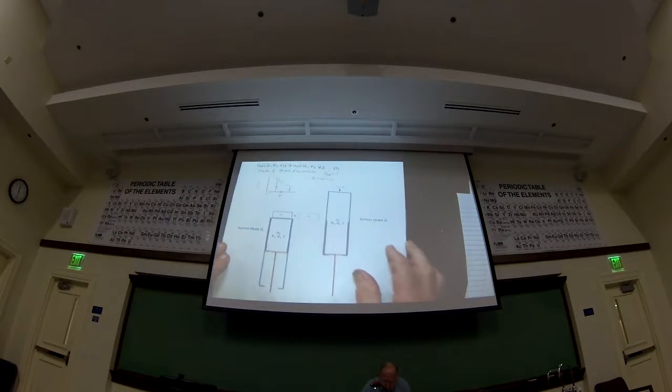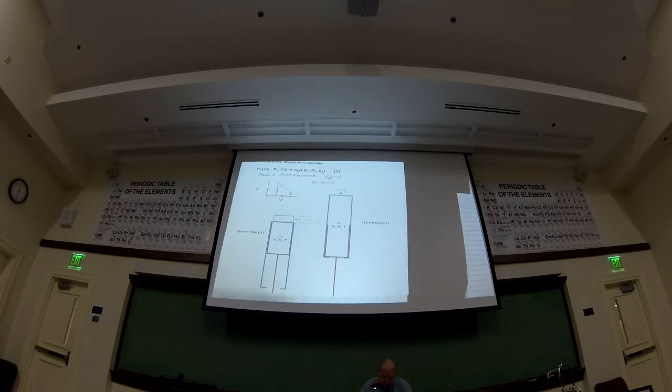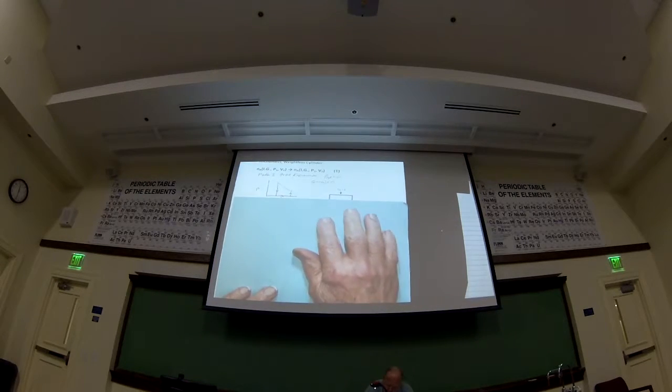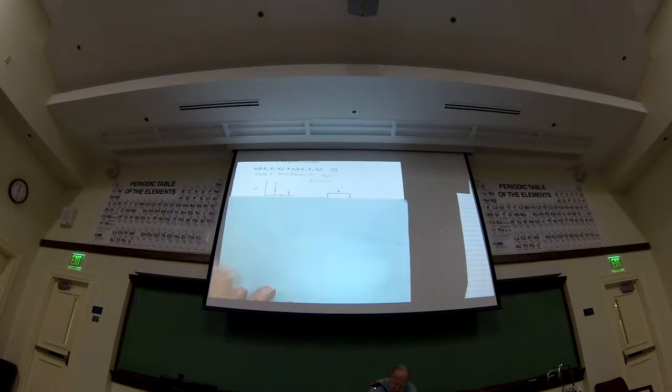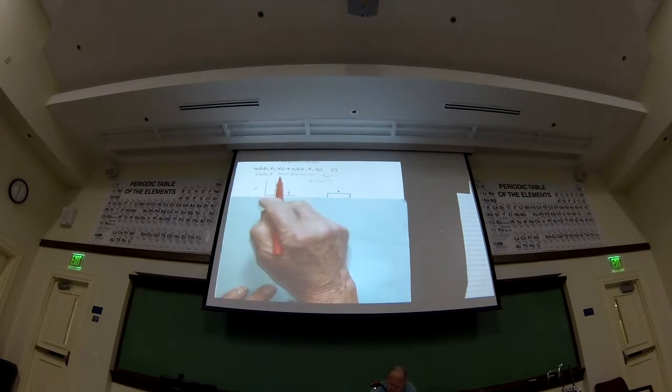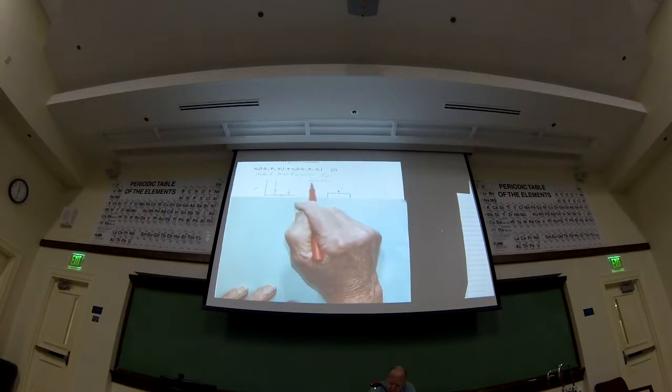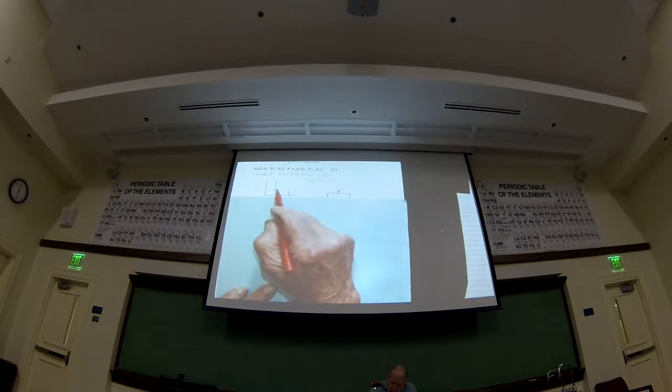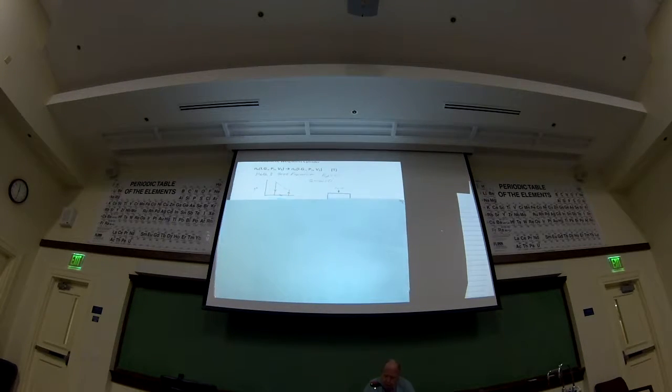Let's do some of these. All right, we're going to do path 3 first. That's our free expansion. In the free expansion, the applied pressure is 0, so the work is 0. This was the path on our chart, from state 1 to state 2.